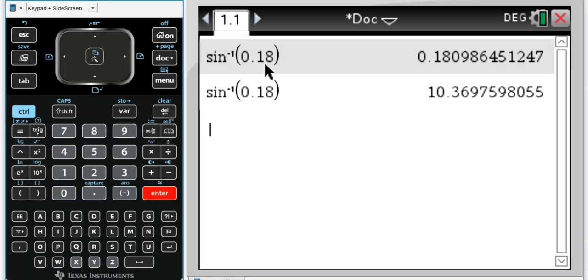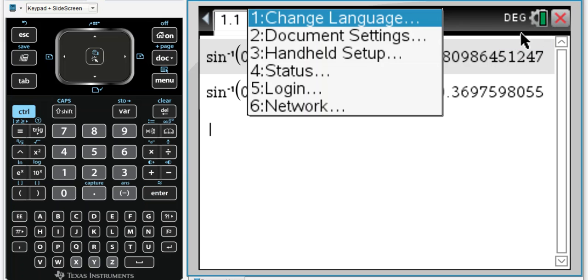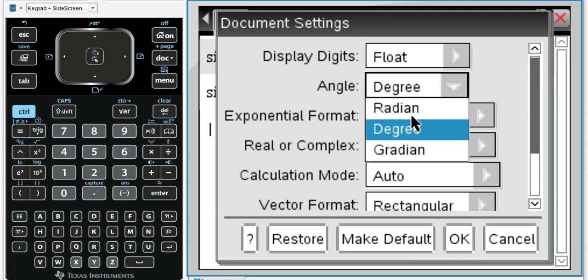So the position that gives us a y value of 0.18 is either 0.1809 radians or 10.3697 degrees. Again, this question is in radians, so I better switch that back.